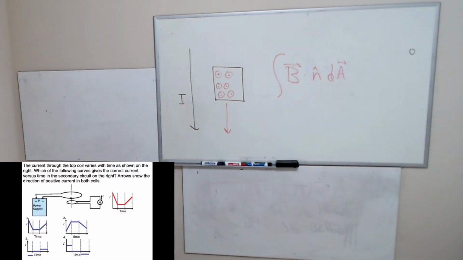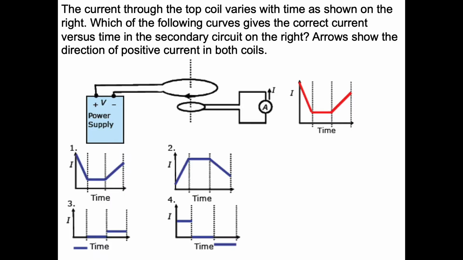Okay, one more question. This one's a little bit more mathematical because it involves graphs, and that means you have to draw a graph. So we have a current in a loop that varies based on the graph given on the right with the red plot. Question is, what does the induced current in the bottom loop look like? What does the graph of the induced current in the bottom loop look like?